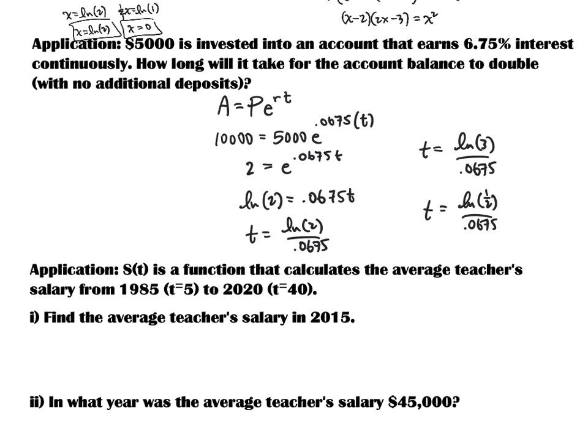Please understand that this is kind of cookie cutter in a way. It doesn't matter how much money you start with, as long as you have the rate, you can figure out how long it'll take to double, triple, quadruple, whatever you want. So using my calculator, I'm going to take the natural log of 2 divided by 0.0675, and it looks like it'll take a little over 10 years. It's 10.269. So 10 and a quarter years in order for that account balance to double.